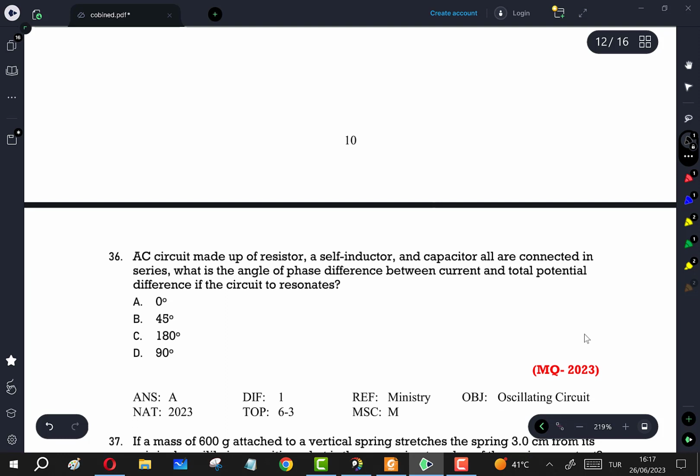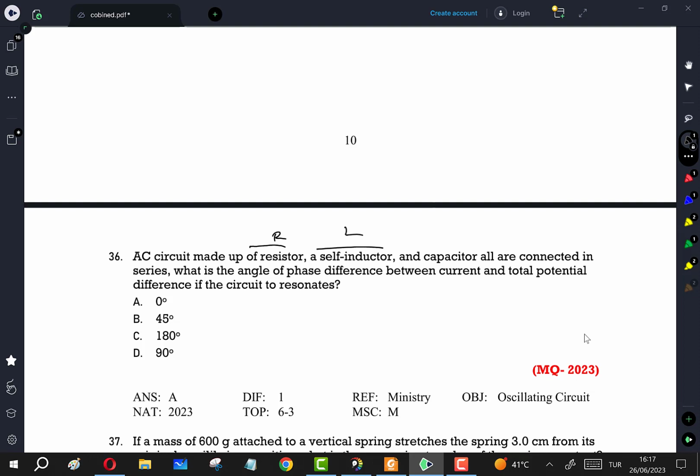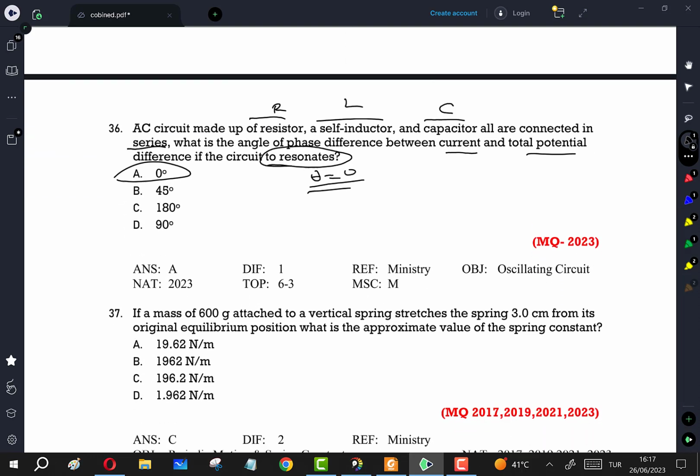Next question, question number 36. AC circuit made up of a resistor R, self-inductor L, and capacitor C connected in series. What is the angle of the phase difference between the current and total potential difference if the circuit is resonant? In resonance cases, the phase angle difference is 0 between the current and total potential difference, so A is the correct answer.